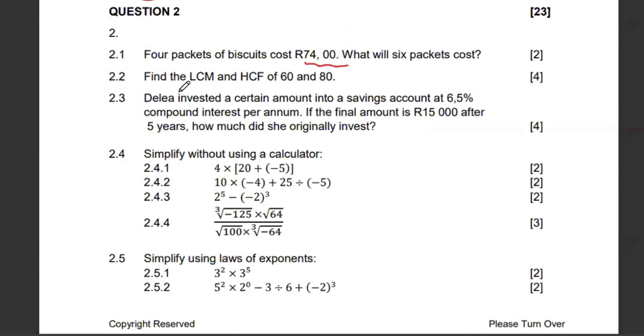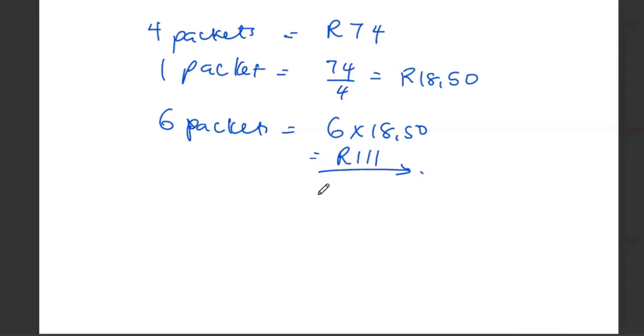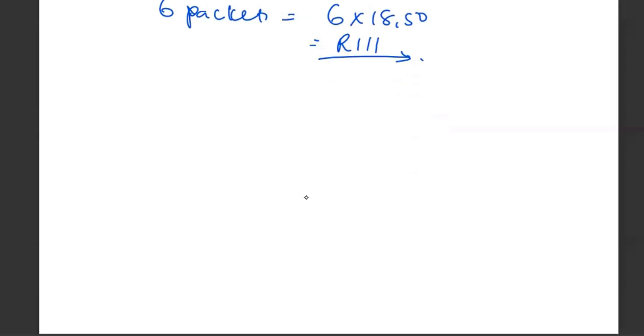All right, then now 2.2, they want us to get the LCM and HCF of 60 and 18. Okay, so 60 and 18. There are quite a number of methods that we can use, but let me use prime factorization. So with the prime factorization, what are the prime factors of 60? Let me just say prime factors of 60.